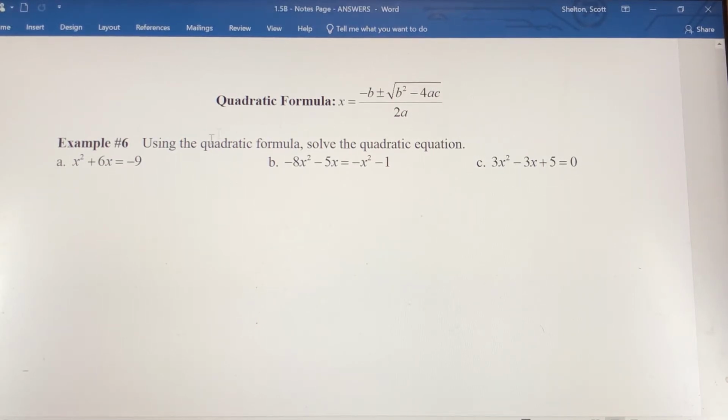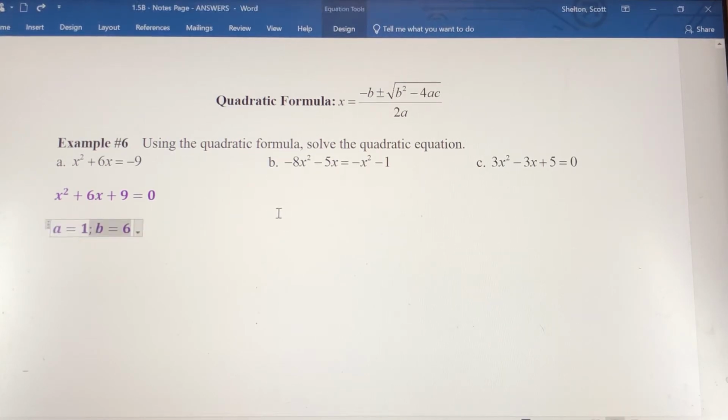So in order to use the quadratic formula, we need a quadratic equation, and we need everything to be on one side set equal to 0, in standard form, so we can find the values for a, b, and c. First thing with example 6a here is I want to move this -9 over to the left side and get everything on one side set equal to 0. So x squared plus 6x plus 9 equals 0. So now I can label a as 1, b as 6, and c as 9.